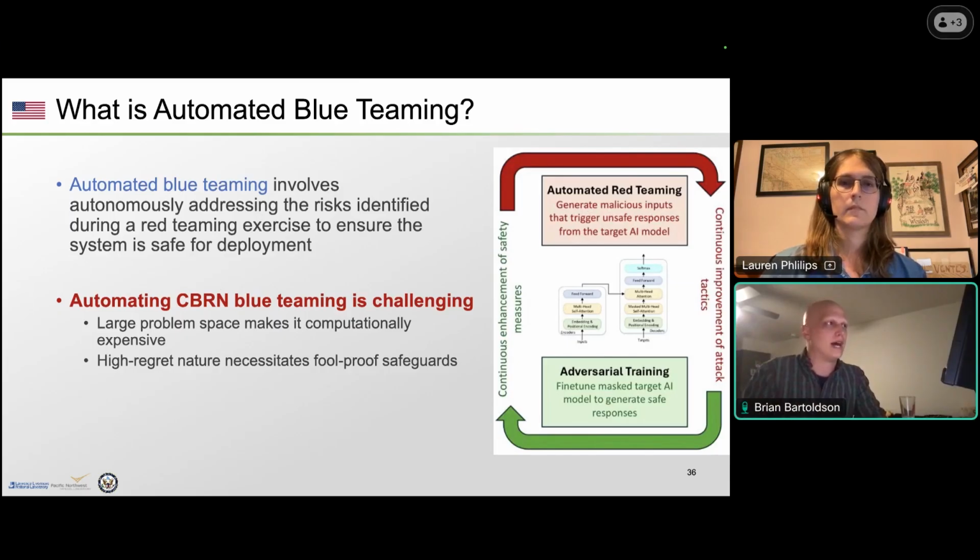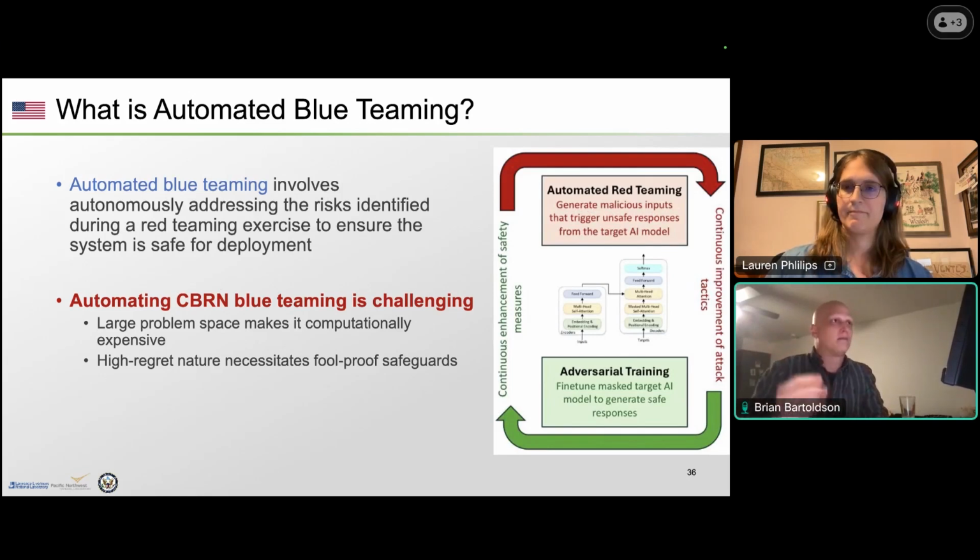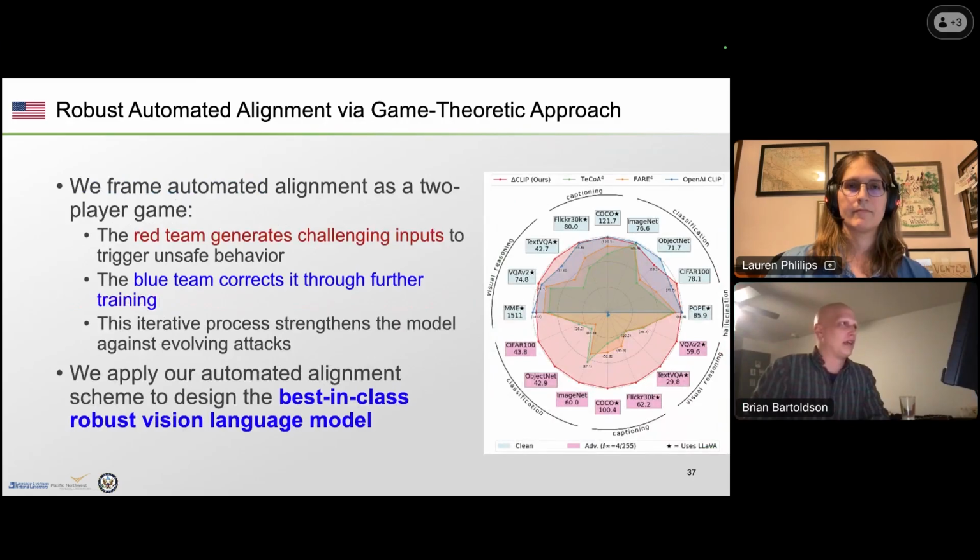And the way we do that is through this adversarial training process. This is one approach to doing blue teaming. You expose the model to these different kinds of red teaming attacks, and then you train it to be resistant to those attacks. Then the red teamers can go back and look at your robustified model, your more resistant model that's been blue teamed, and come up with better attacks. And then you train on those. It's this sort of two-player game.